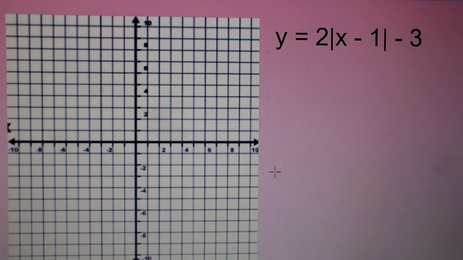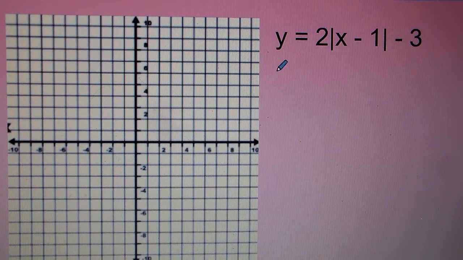Alright, now this one's going to be a little bit different. Now we have a number in front of the absolute value. So what we know, that's going to mess up our vertex a little bit. Now let's actually use a graphing calculator to help us figure this out.